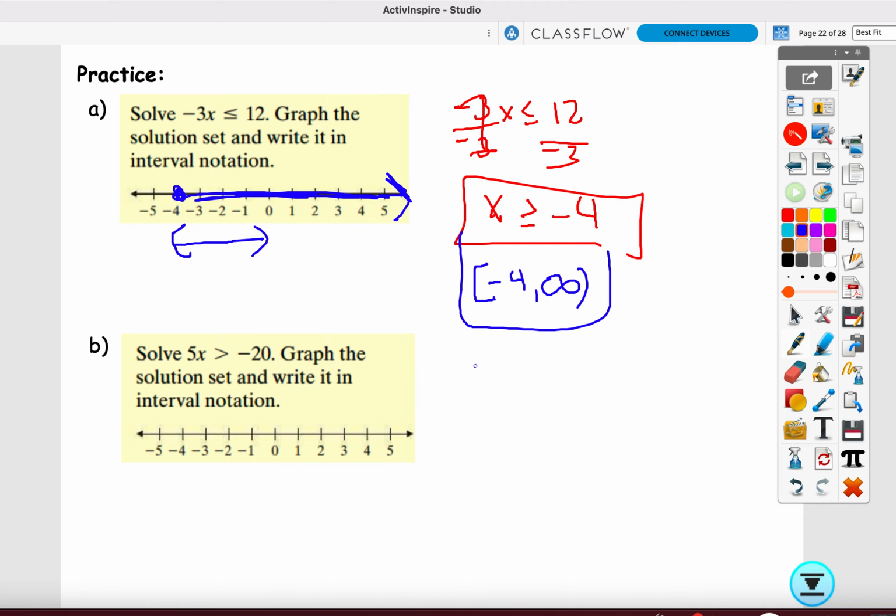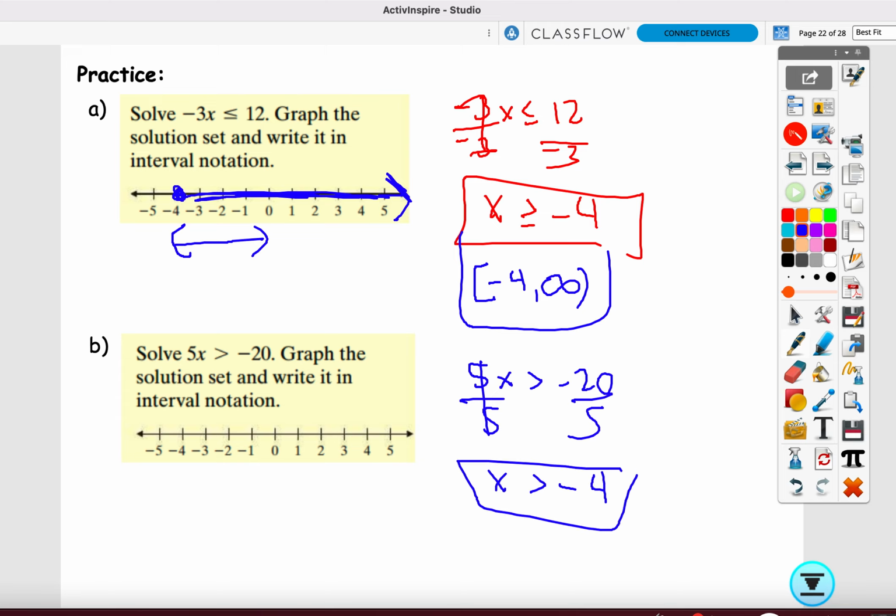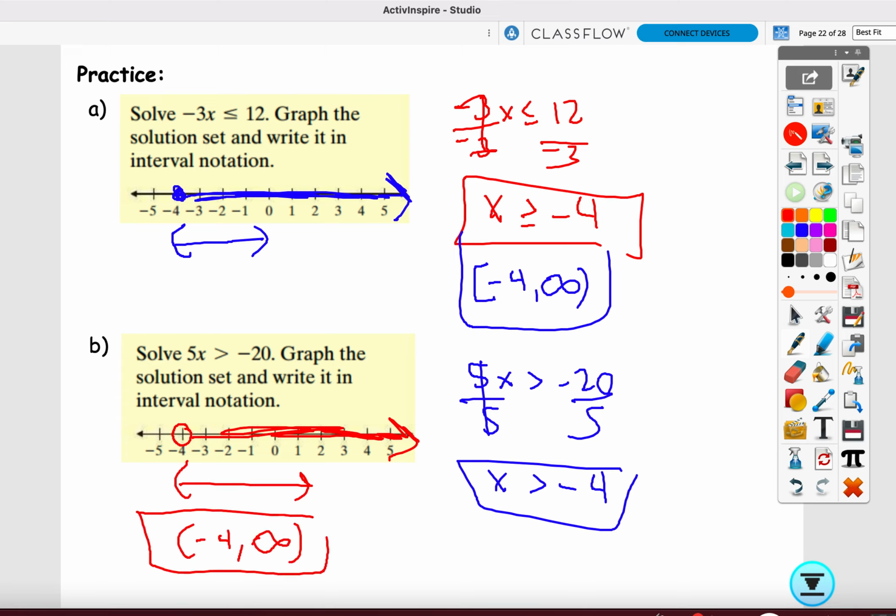Look at B. So B, we have 5x is greater than negative 20. Divide both sides by 5. So then we get x is greater than negative 4. The sign does not flip because we did not divide by a negative. So then we're going to put it here at negative 4, open circle, and this will be going to the right. So it's going to be a parentheses to the right, which is going to be parentheses negative 4 to positive infinity.